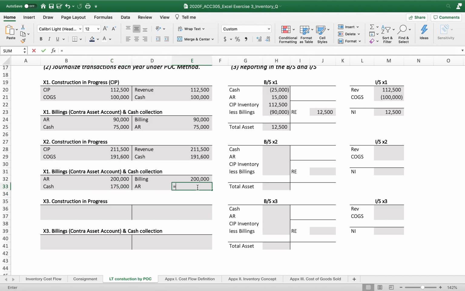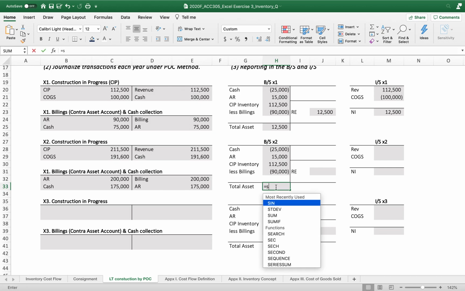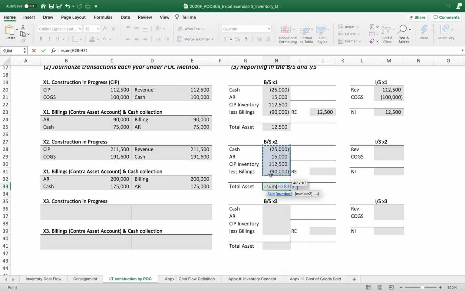Then when the company received the cash, AR reduced. So let's put this information here. But remember, before putting this journal entry into the balance sheet and income statement, you have to start from the prior year's ending balance. Why? Because the balance sheet is cumulative, starting from the beginning of the business to the end. So we're starting from exactly the same as the ending balance of year one.